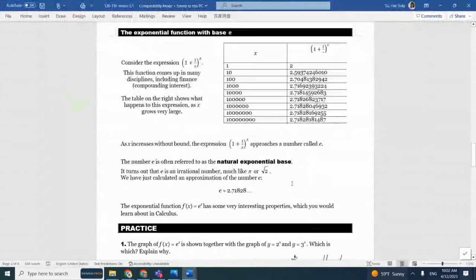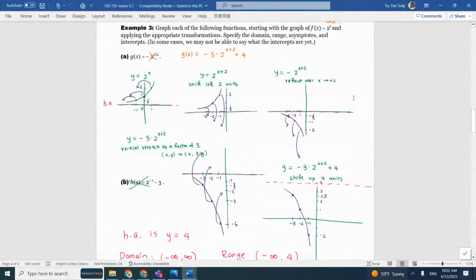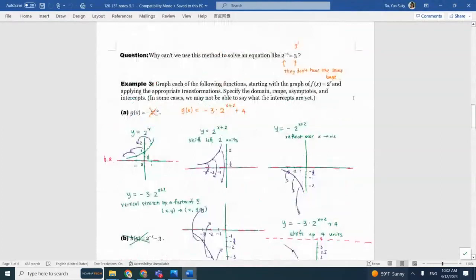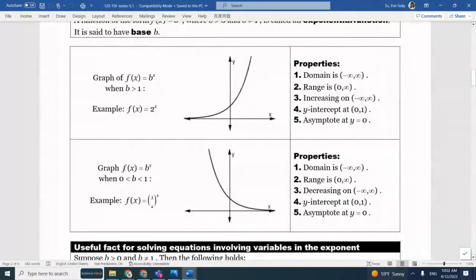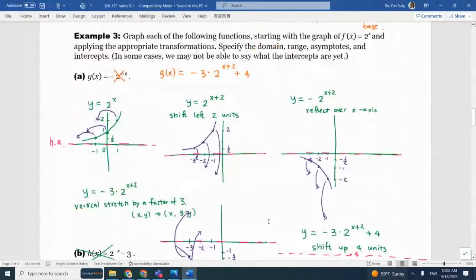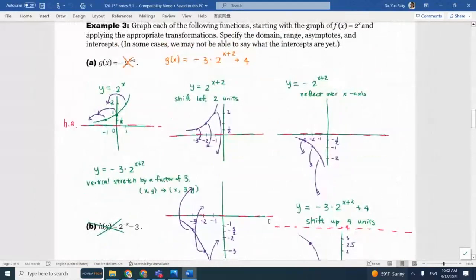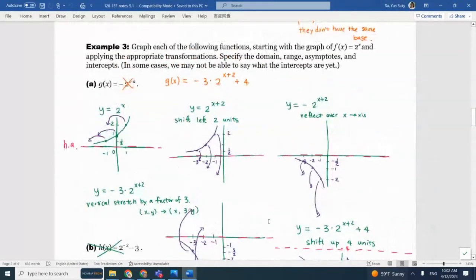We haven't finished 5.1. Last time we talked about exponential functions, and it depends on the base. If the base is greater than 1, our exponential function is increasing. If our base is less than 1, then our exponential function is decreasing. And last time we also talked about this problem.